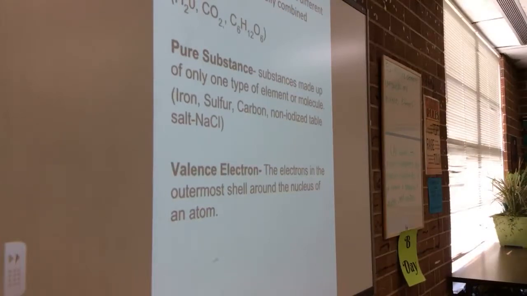Neutrons sounds a lot like nucleus. Neutrons hang out in the nucleus. And the positive subatomic particle hangs out in the nucleus. Which one's the positive? Protons. See how that works? So in my nucleus, I have protons and neutrons. That leaves electrons to hang out outside of the nucleus in the electron cloud.